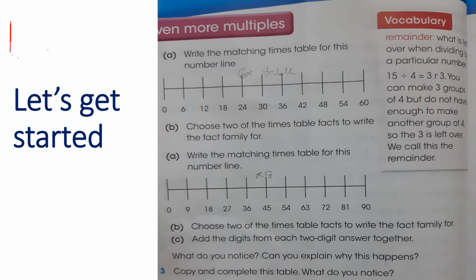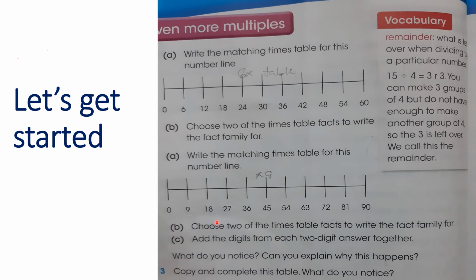Okay, now it says that we should add all the 2-digit numbers together. What 2-digit numbers do you see here? Where does the 2-digit number begin from? 18. Add the digits from each 2-digit answer together. 18 is our first 2-digit answer. What is it telling you to do? Add 1 and 8. So 1 plus 8 is what?